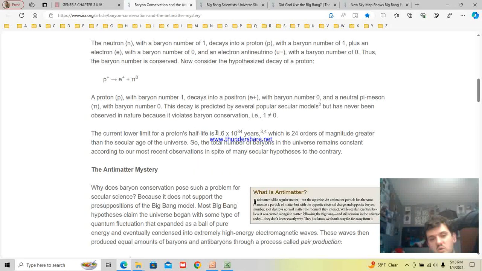The proton's lifetime is at least 1.6 times 10 to the 34 power years, which is 24 orders of magnitude greater than the secular age of the universe. And so the total number of baryons in the universe is constant according to the most recent observations, by the secular hypothesis and to the contrary.